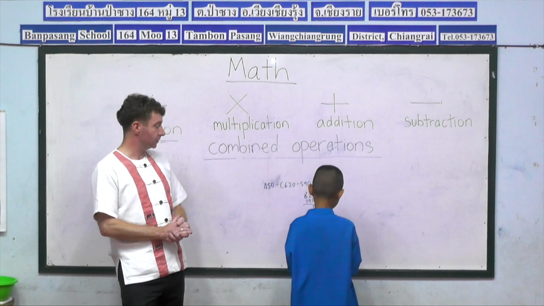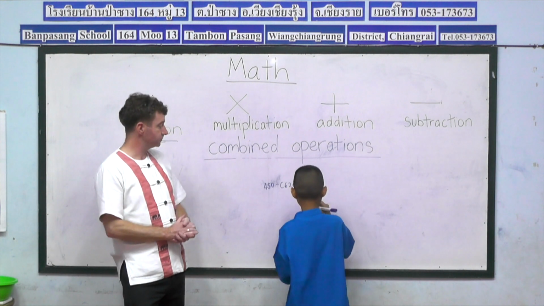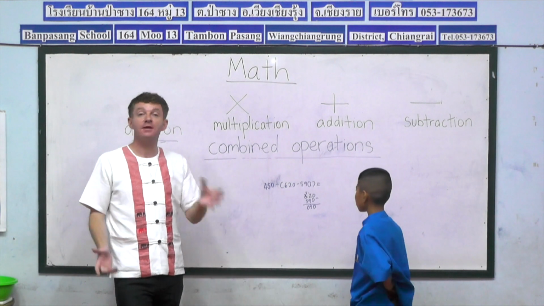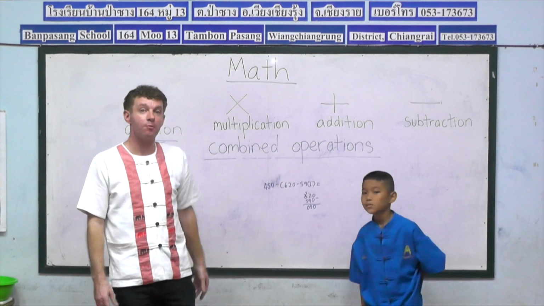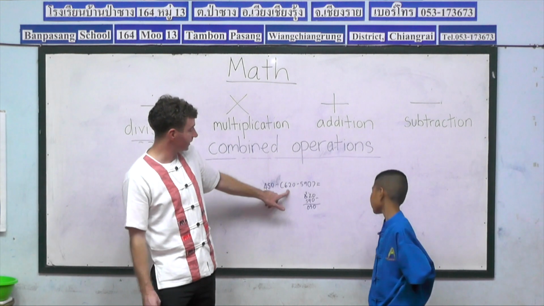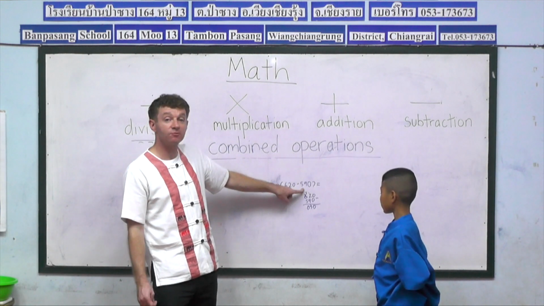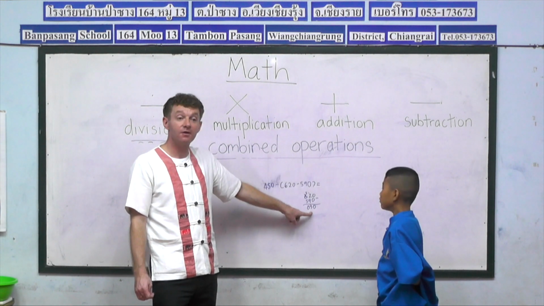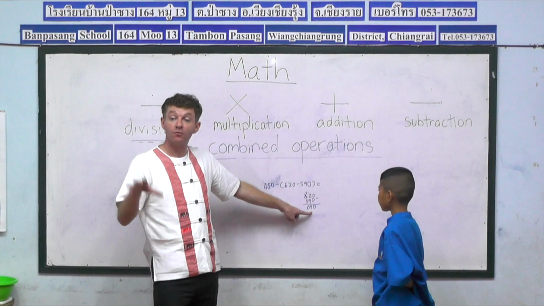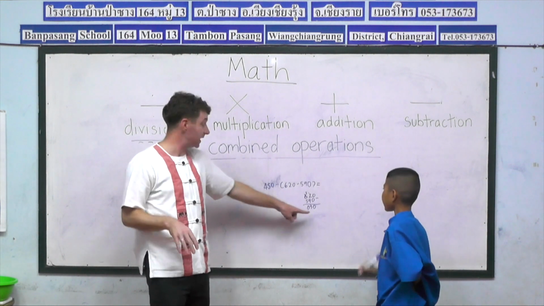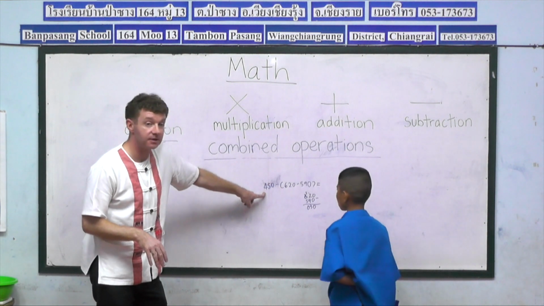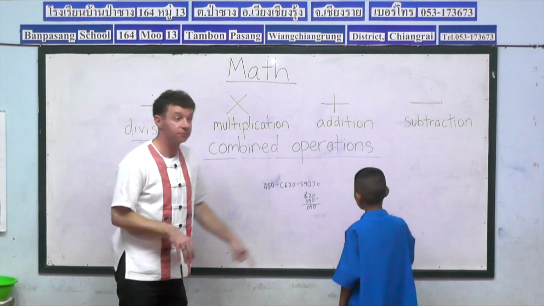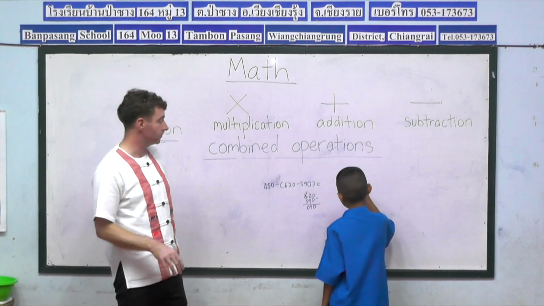Excellent, Bangpon. Equals 30. Excellent. Bangpon has answered stage 1 of the combined operation perfectly. He took 620 and then he subtracted 590, which gives us the answer 30. So what we now do is move on to the next stage. 450 divided by 30.